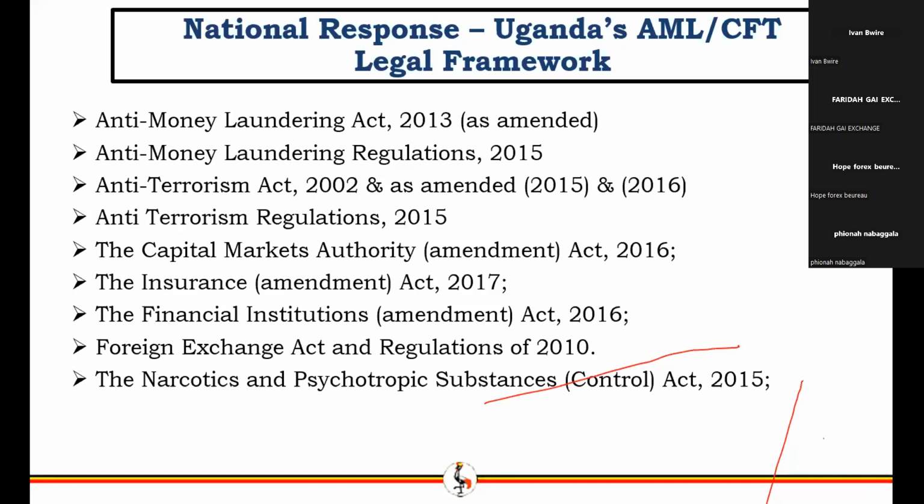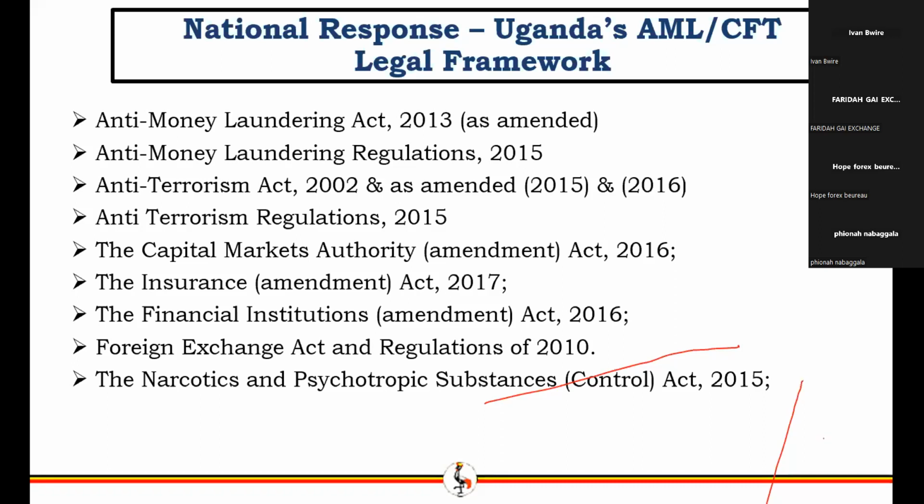Now, let me talk about the national or domestic legal framework, which encompasses the Anti-Money Laundering Act as amended, or the Anti-Money Laundering Amendment Act 2022. It has been recently amended, and the Anti-Money Laundering Regulations, as well as the Anti-Terrorism Act 2022, which has also been amended recently, and the regulations as well.